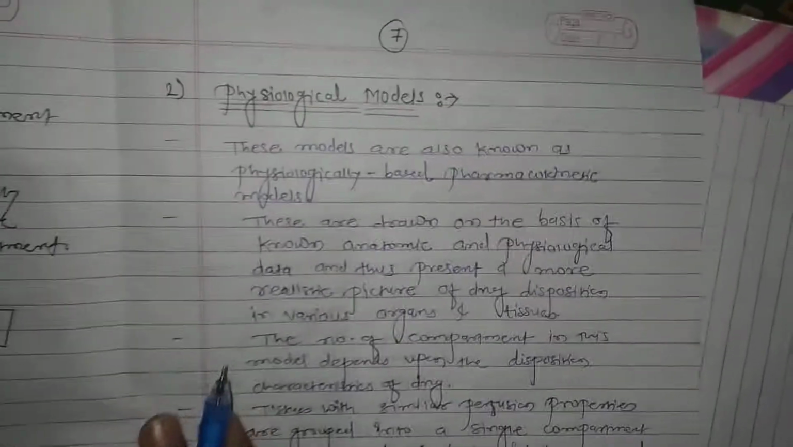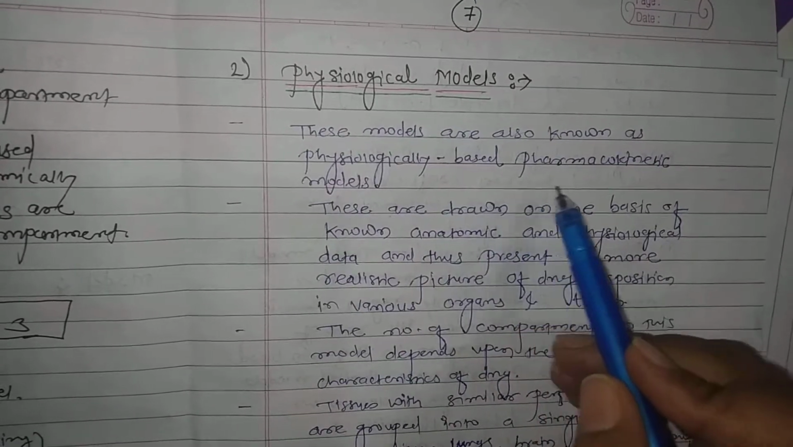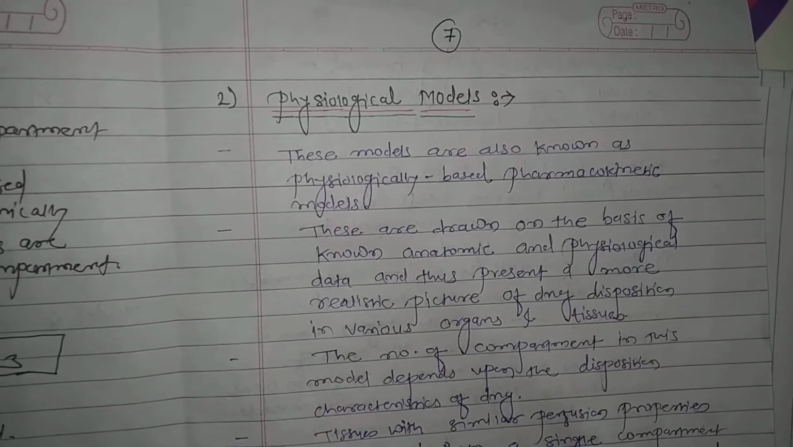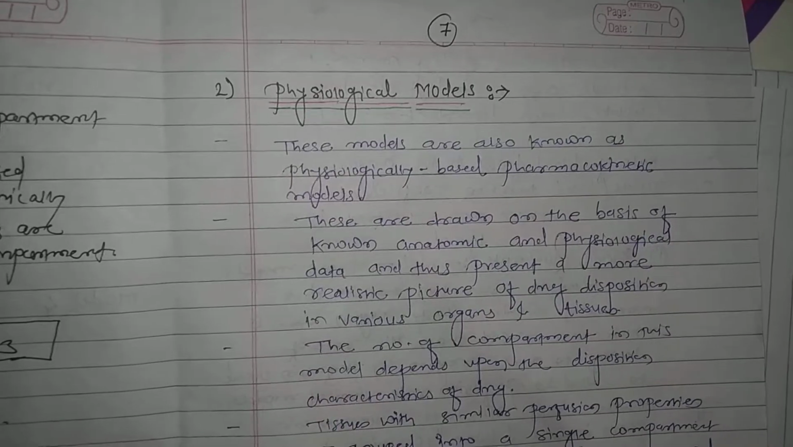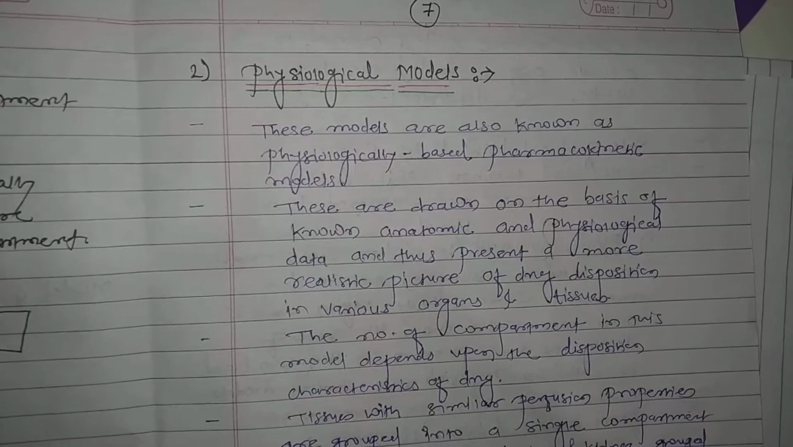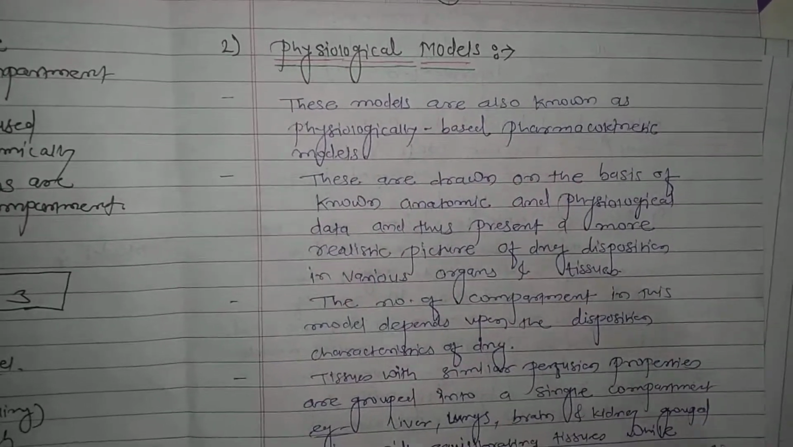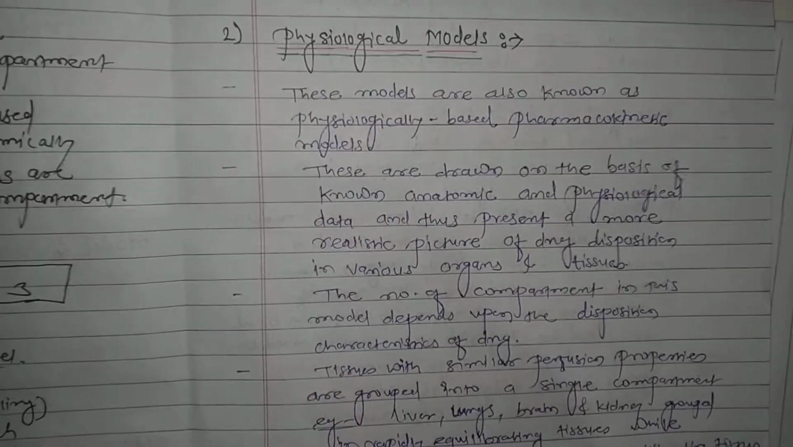Means it is not utilized to every study of a drug. Next, second is the physiological model. These models are also known as physiologically based pharmacokinetic models because they are totally based upon the physiological and anatomical characteristics of the organs. So, they present a more realistic picture of drug disposition in various organs and tissues. The number of compartments in this model depends upon the disposition characteristics of a drug.